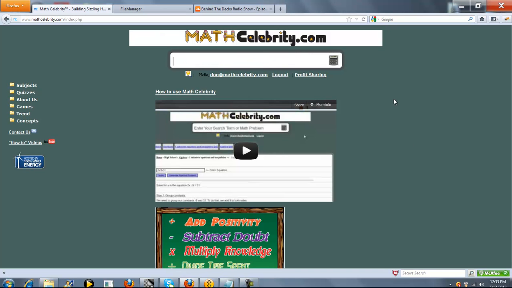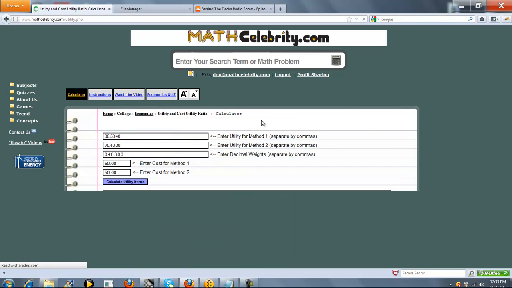This is the cost utility calculator for masscelebrity.com. To get there, you type cost utility ratio or cost utility. Either one's fine. Now the calculator has 5 entry points.